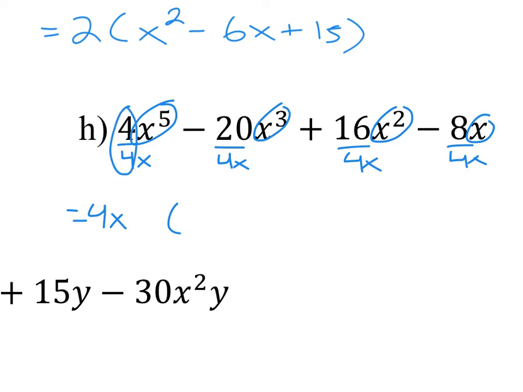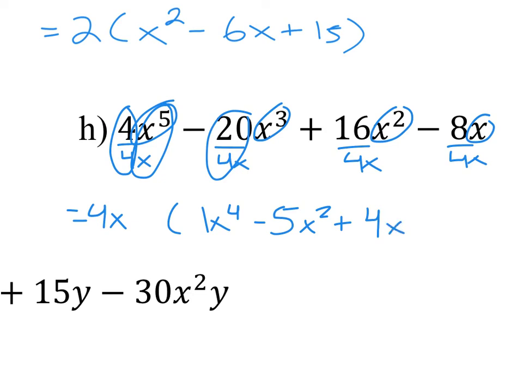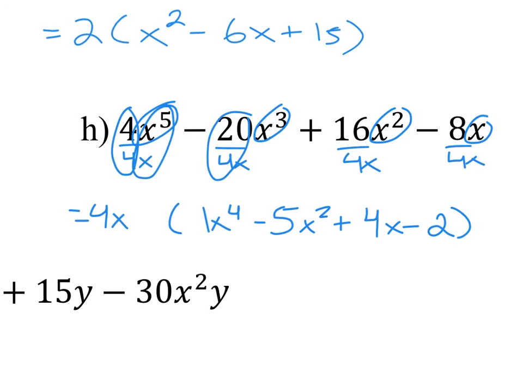4 divided by 4, 1. 5 x's take away 1, 4 x's. 20 divided by 4, 5. 3 x's minus 1, 2 x's. 16 divided by 4, 4. 2 x's take away 1, 1 x. 8 divided by 4, 2. 1 x take away 1, no x. Okay, let's do one more here.